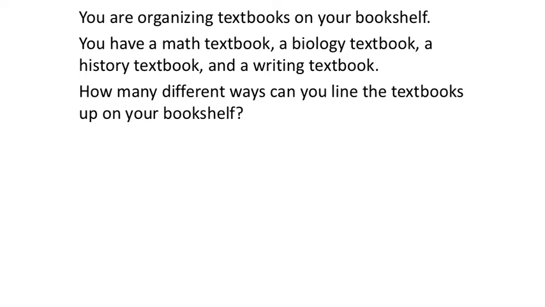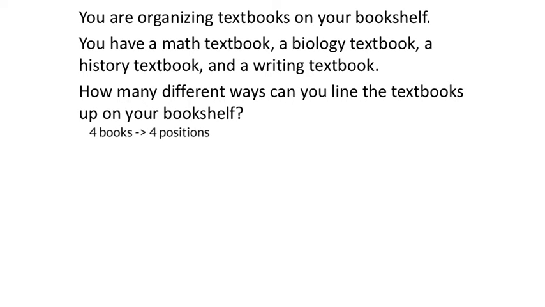Let's look at this one. You're organizing textbooks on your bookshelf. You have a math textbook, a biology textbook, a history textbook, and also a writing textbook. That's 4 books. I'll have to make a mental note of that. And then how many different ways can you line the textbooks up on your bookshelf? So there are 4 books. That'll be important to know. And we're going to line them up, so that means we've got 4 positions.